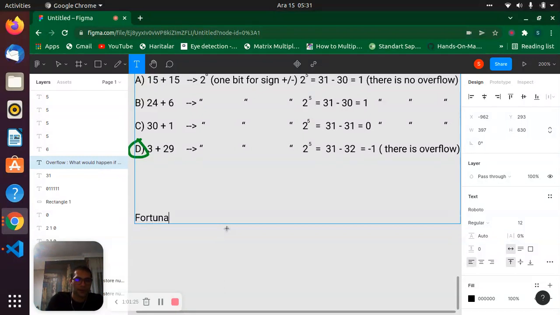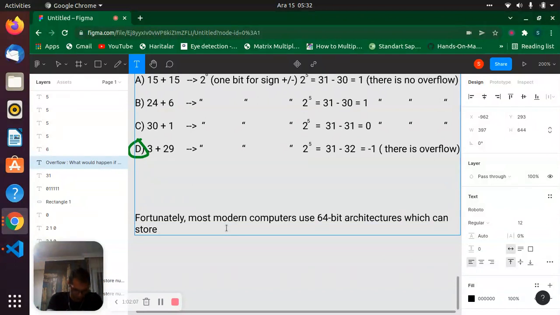Fortunately, most modern computers use 64-bit architectures, which can store incredibly large integers.